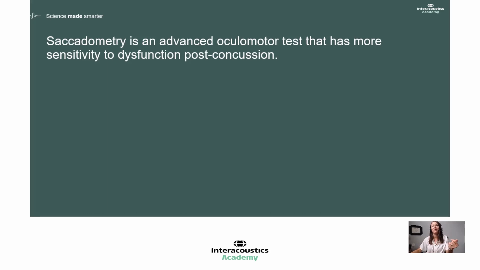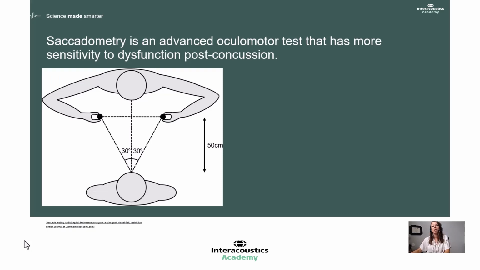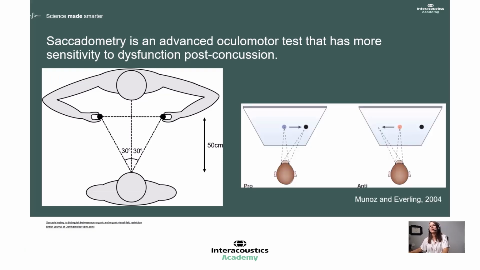We know that this is an advanced oculomotor test that has pretty good sensitivity to identifying dysfunction post-concussion. So the idea of anti-saccade testing in particular is that the patient is going to start with their eyes at the center target, but then they're going to look the equal and opposite direction of where the stimulus target pops up. And this is a much more complex cognitive evaluation.